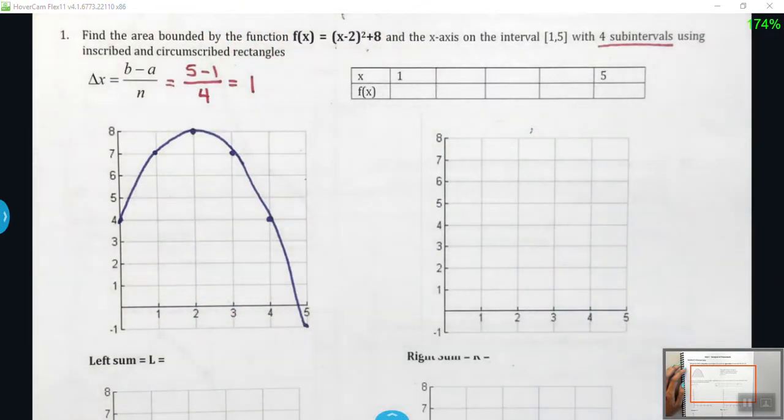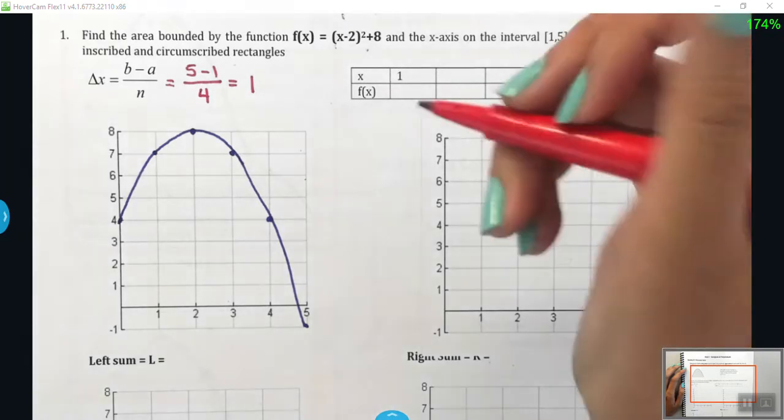So each rectangle will be a delta x of 1, a width of 1. Okay. Can we just approximate it? Let's see. 1 to 2 is 1. Yeah, but sometimes they're not as nice. So I'm just showing you how to do it if it's not an easy one.